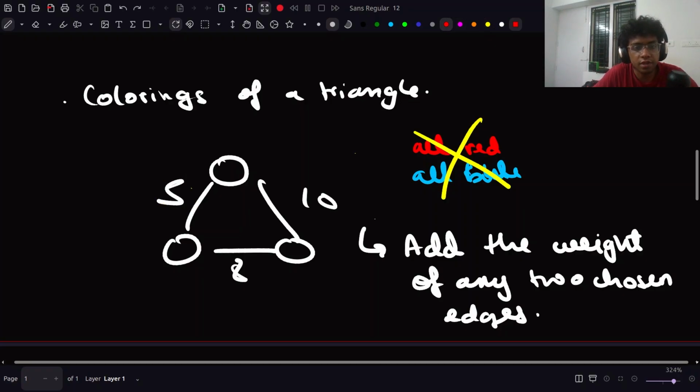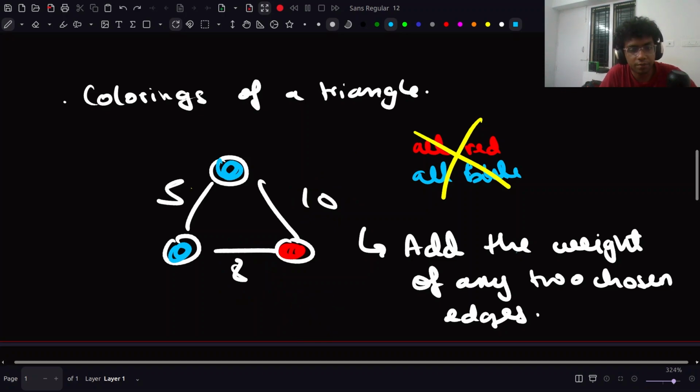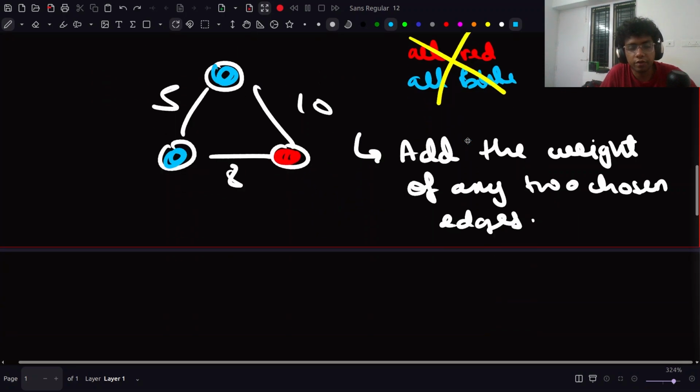So what we're going to do is we'll color, let's say, this red, and we'll color these two blue. So then 5 will get excluded and 10 and 8 can be taken together, right? And they will be added to the sum. They will contribute a total value of 18 to the sum. Okay. So this is the correct way we need to sum it.